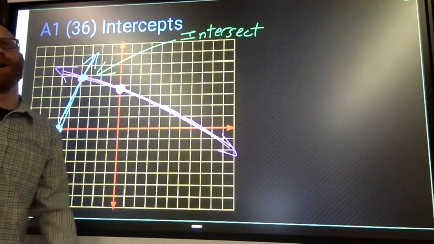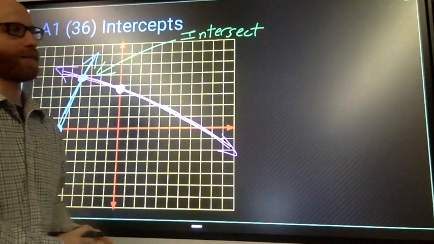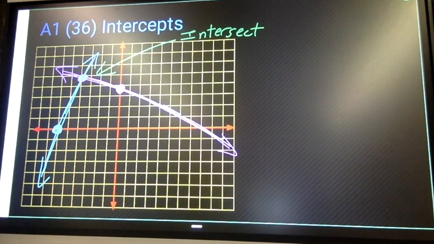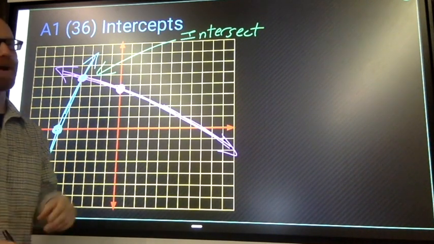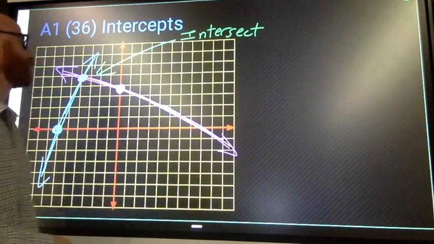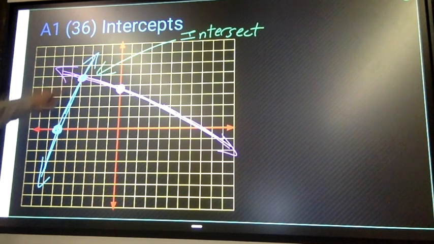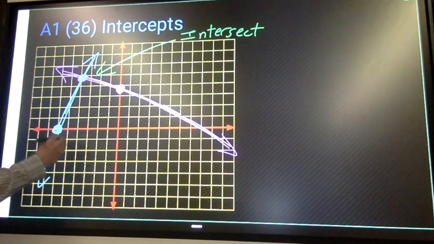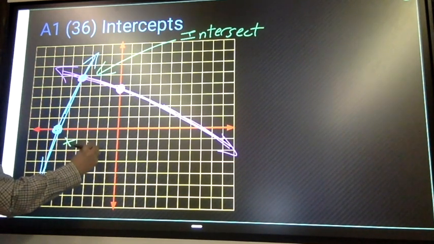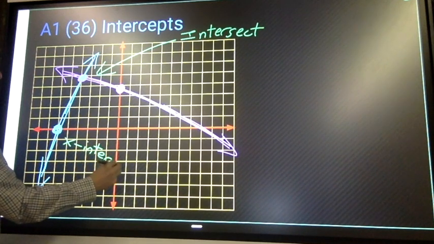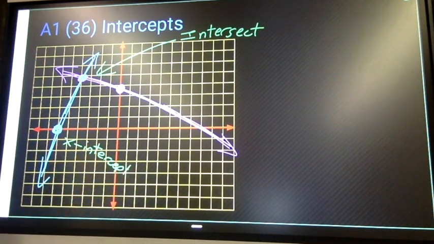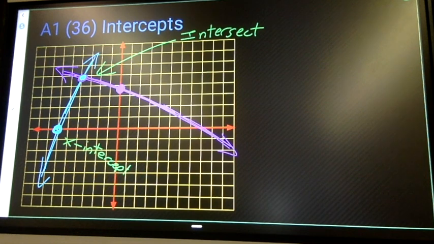Intercept also talks about things crossing paths, but in mathematics, we tend to use it for one very specific case, and that would be when a line is crossing an axis. So down here, where this blue line is crossing the x-axis, would be called an x-intercept. All right, x-intercept, where a line crosses an axis.